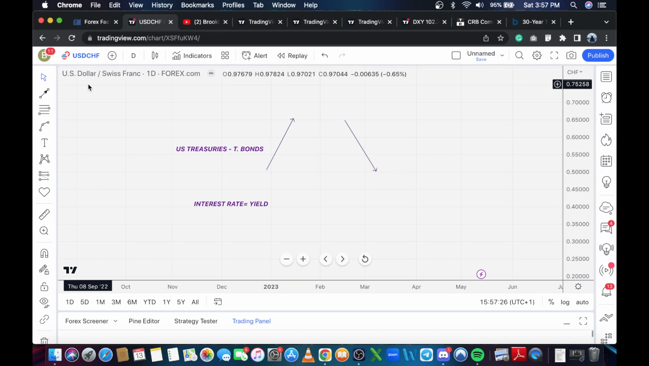Just a little bit of a segue. It might be more of a 20-30 minute segue, but it's going to be very valuable in terms of understanding Treasuries and yield.